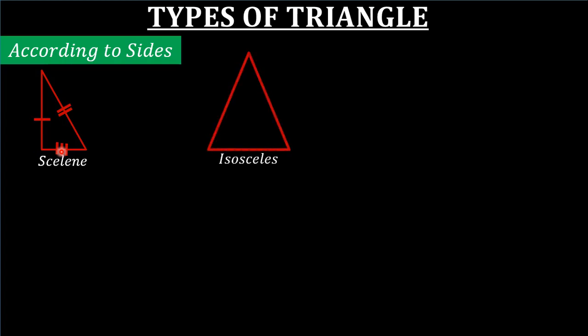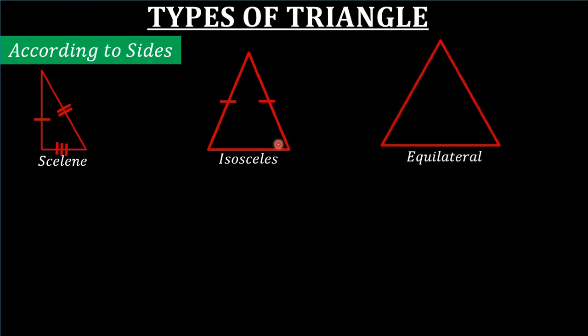The second type of triangle is called the isosceles triangle, in which two of its sides, this one and this one, are equal in measurement or equal in length. However, the third side is different from the other two. The point where the two equal sides meet forms an angle called the vertical angle, and the other two angles are called the base angles, which are always equal in measurement.